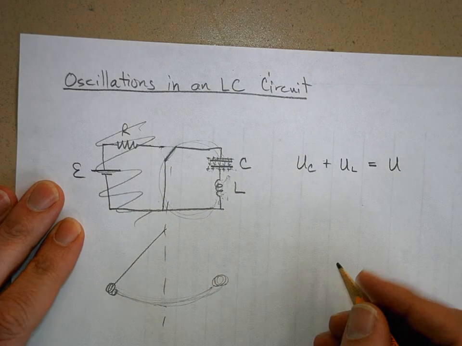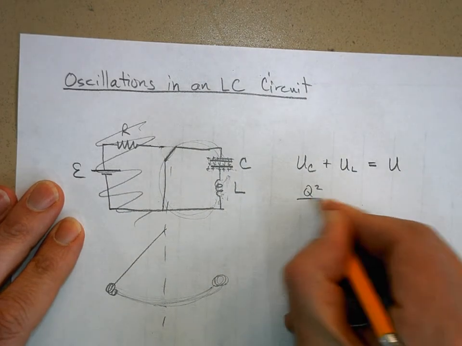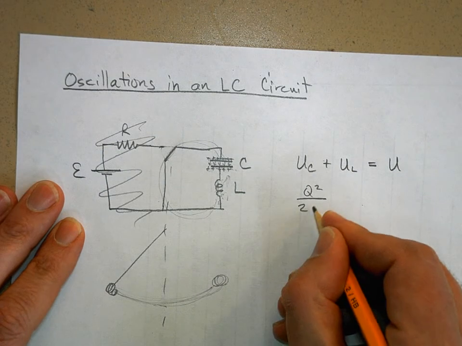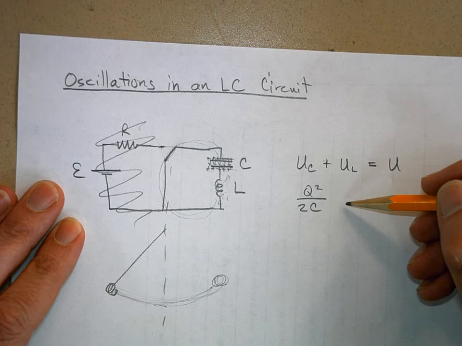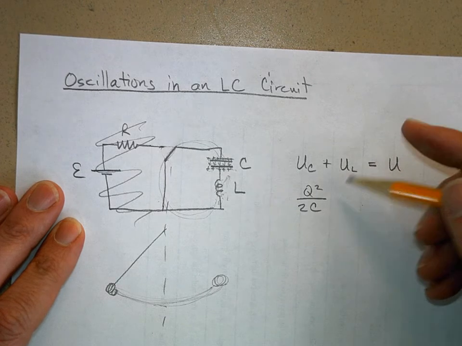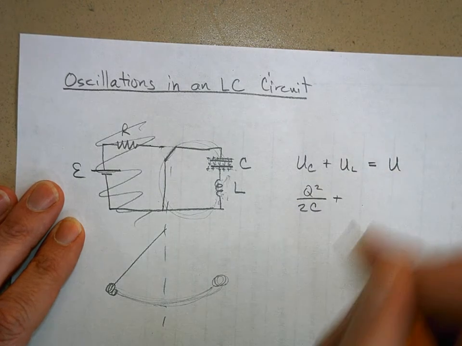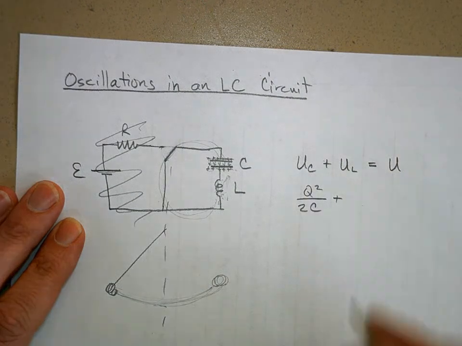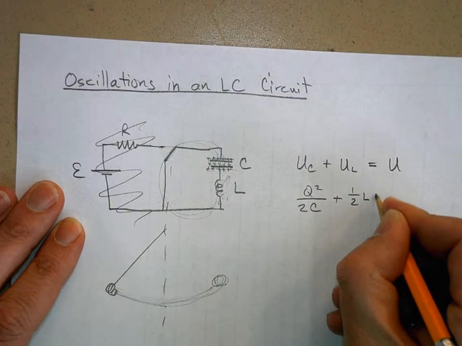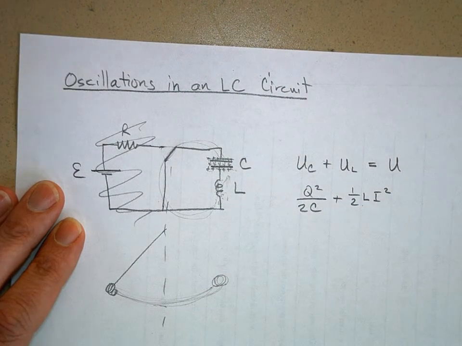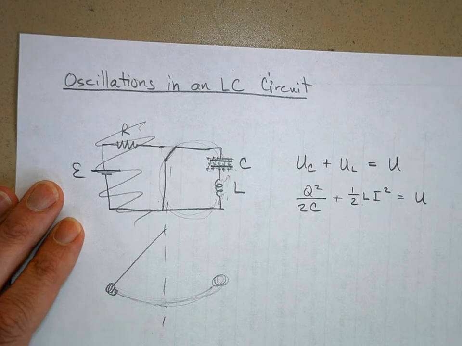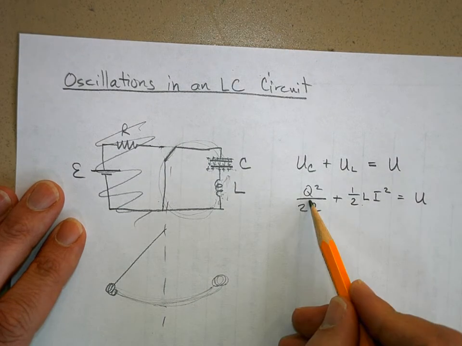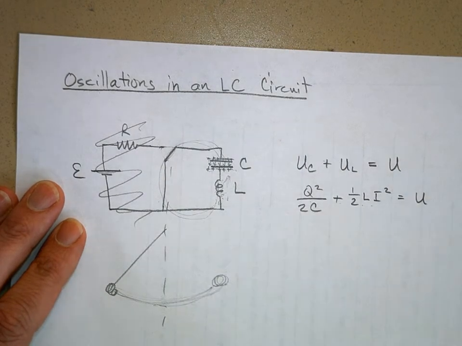This is going to be Q squared over 2C. Now this is one of the equations we had for energy stored in a capacitor. If you don't believe me, look it up. But I got 3 minutes left and I got to hurry. Plus 1/2 L I squared. Now this is going to be equal to the total energy I started with. In other words, this plus this equals a constant.